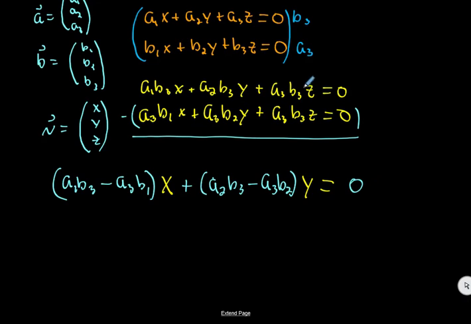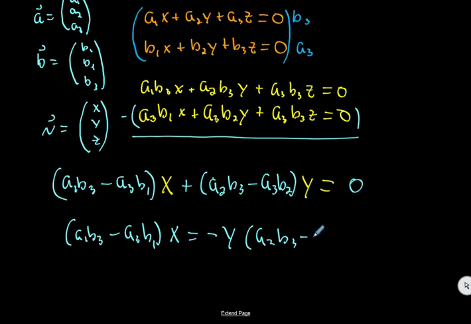Good, so the z terms cancel out. Now, what we're going to do real quick is solve this equation. Let's take this y over to the other side. So I'm going to have A1B3 minus A3B1, times x, is equal to a negative y. I'm going to write it this way.